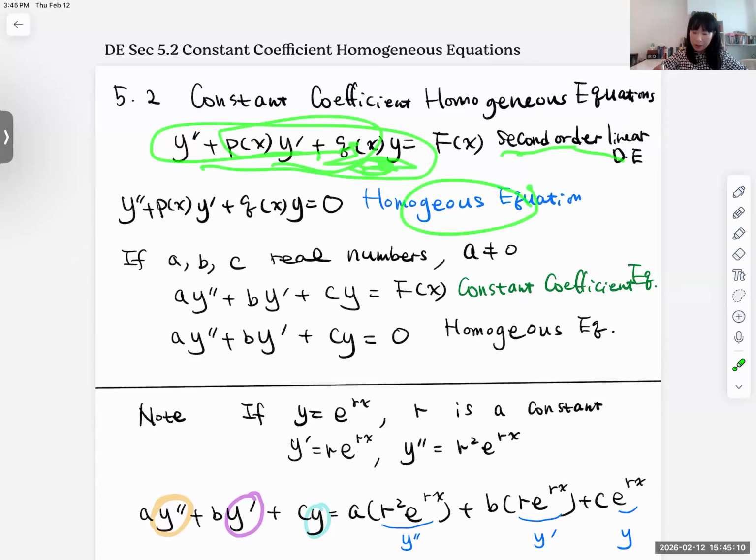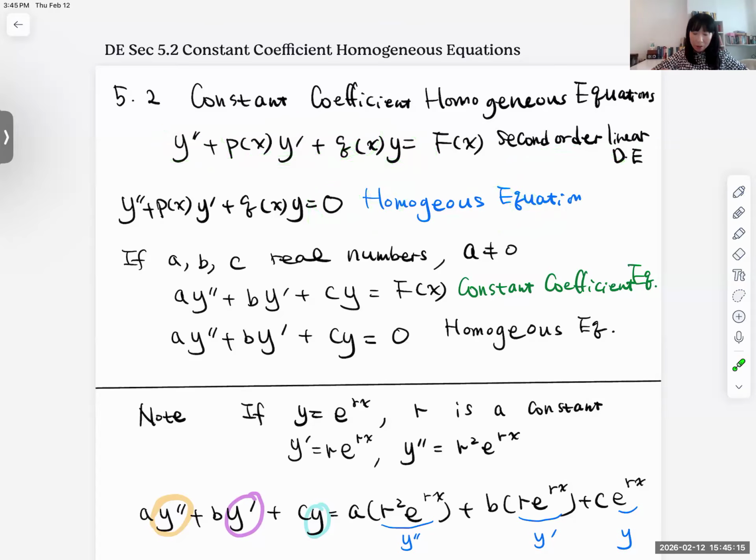For a homogeneous equation, the other side is zero. Now we add the constant coefficients. Constant coefficient basically means the coefficients are not polynomials related to x, but just real numbers. A cannot be equal to zero. If a equals zero, then that is a first order linear equation.